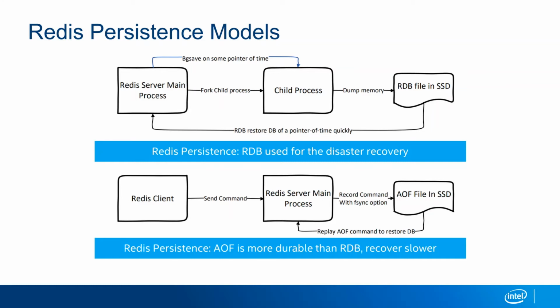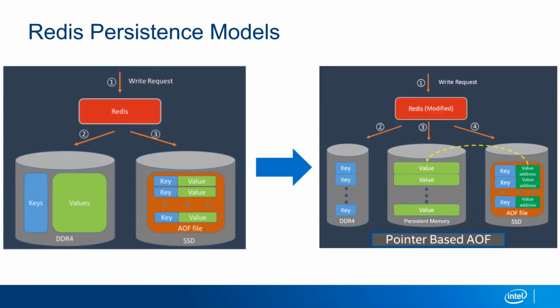AOF, on the other hand, is much more durable and easy to understand. There is no corruption problem if there is a power outage, but they are usually bigger than the equivalent RDB files for the same dataset, and are not as fast. So pointer-based AOF offers a faster speed than AOF and the same durability.